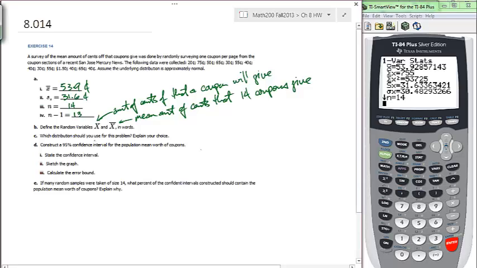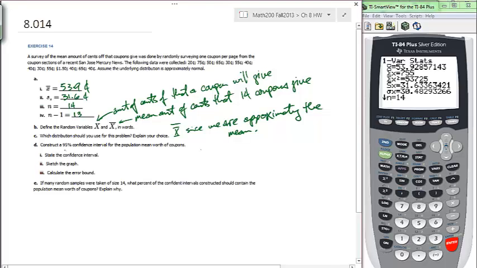Part C, which distribution should you use for this problem? We will of course use the x bar since we are looking for the mean. So we're approximating the mean using confidence intervals, so it's just natural to use the mean distribution, the x bar.